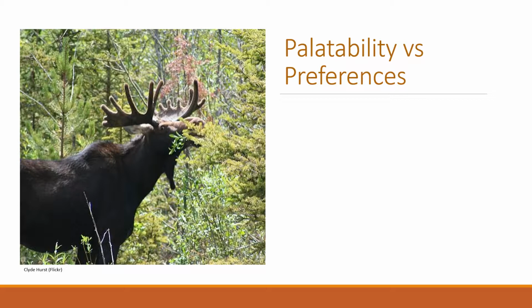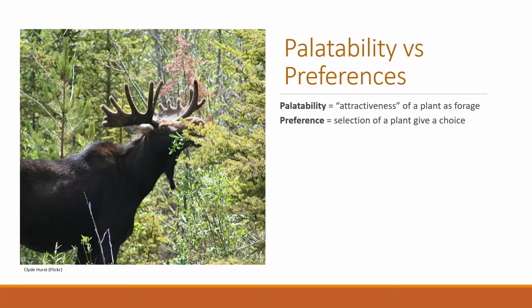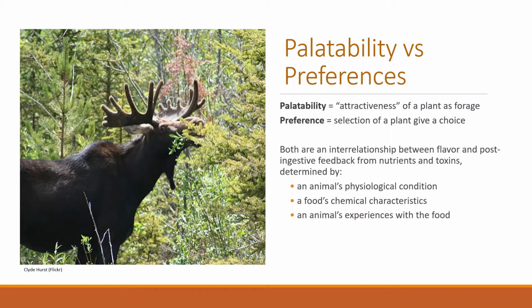Before we begin talking too much about diet selection, we need to distinguish between two words, palatability and preference. Palatability is the attractiveness of a plant as forage. So we say plants are palatable because animals seem to like them. Preference is if you gave an animal a choice among foods, which one would they prefer? So most of our tests that I'll talk about today are based on preferences, even though we might talk about palatability.